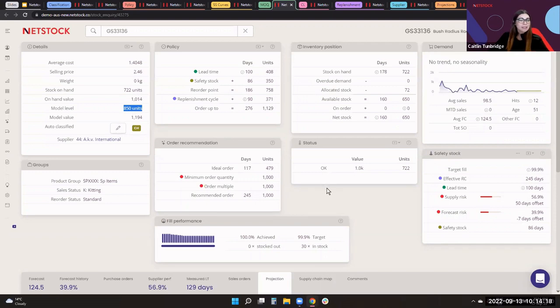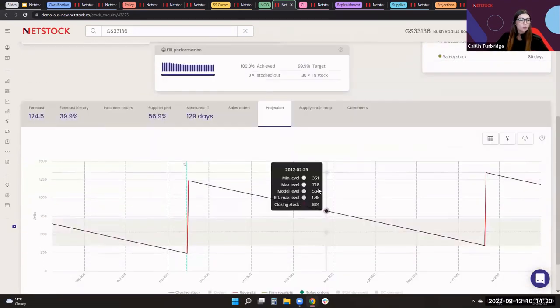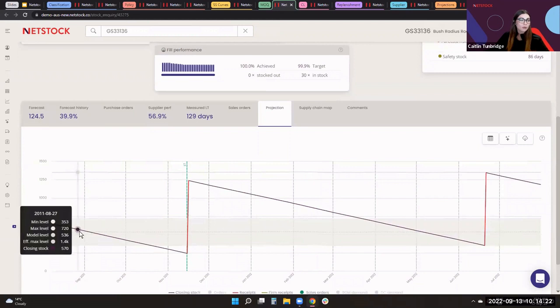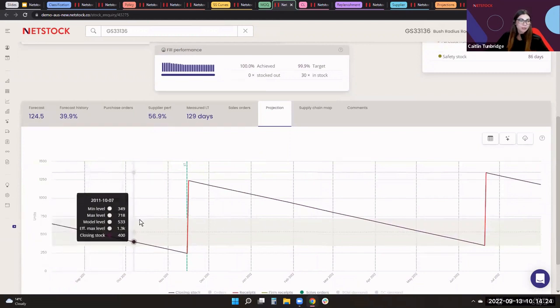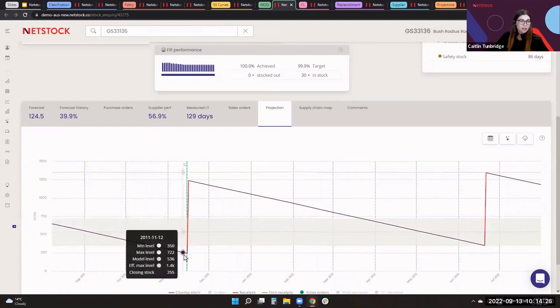But if we scroll down and take a look at the projection of that product, we actually still get visibility on that 3-month replenishment cycle, that ideal inventory band. And you can see there that once we reach the lead time, if we take a look at that model level, it's 535. So you can see there that by updating the MOQ of this product, we've increased that model level by about 320 units.